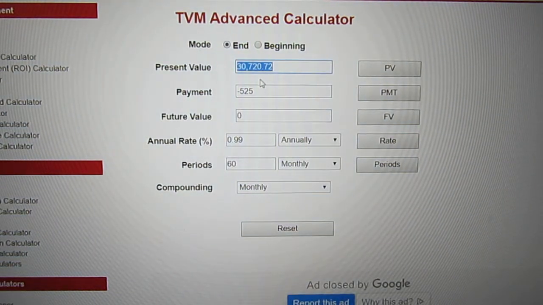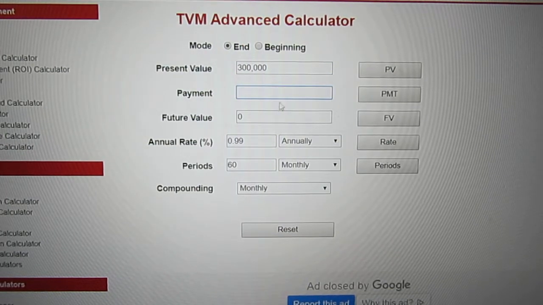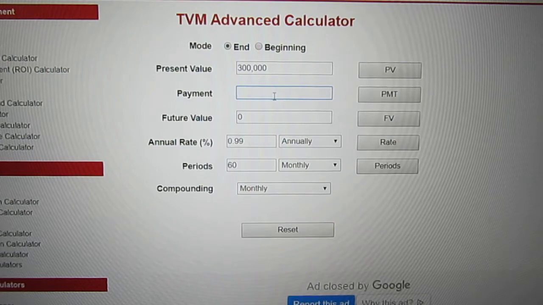So if you remember the question I just read, the loan was for $300,000. The loan is what goes here in present value. The present value is always the loan. The payment's what we're going to solve for. So you can delete this. You don't have to. You can leave it blank. You put a 0. Just we're going to solve for it later. Make sure to show that you solved it. The next thing is the future value. Future value is always 0 for loans. The loan goes in present value. The future value is 0.